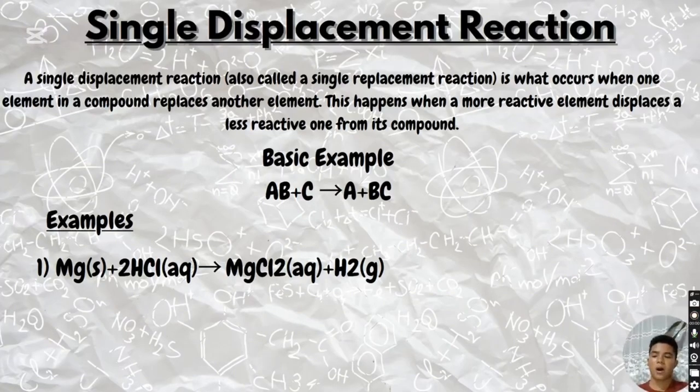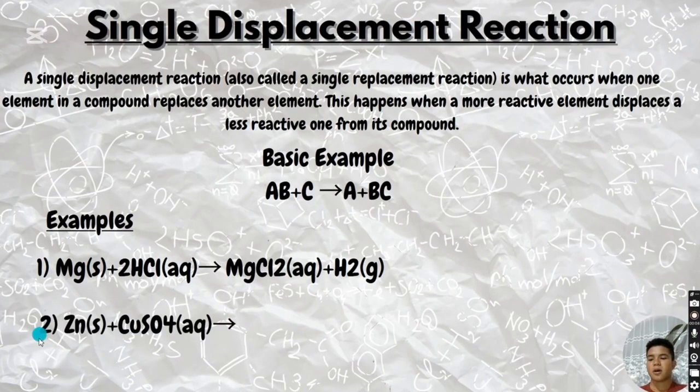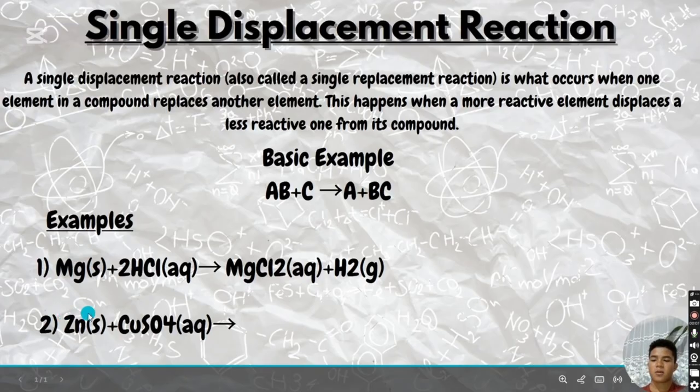So now I'll be giving an example for the audience to do. So here we have zinc, which is a solid, and copper sulfate, which is aqueous due to all sulfates or most sulfates being soluble. I'll give you all a moment to see what this makes.